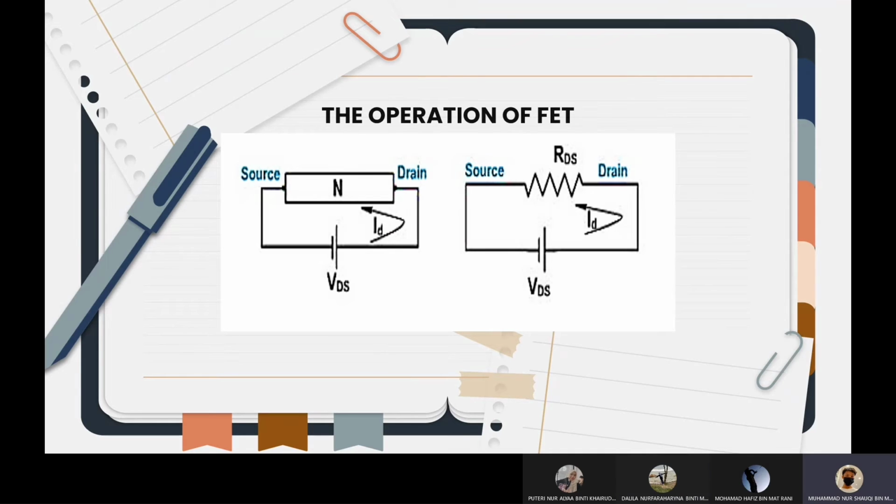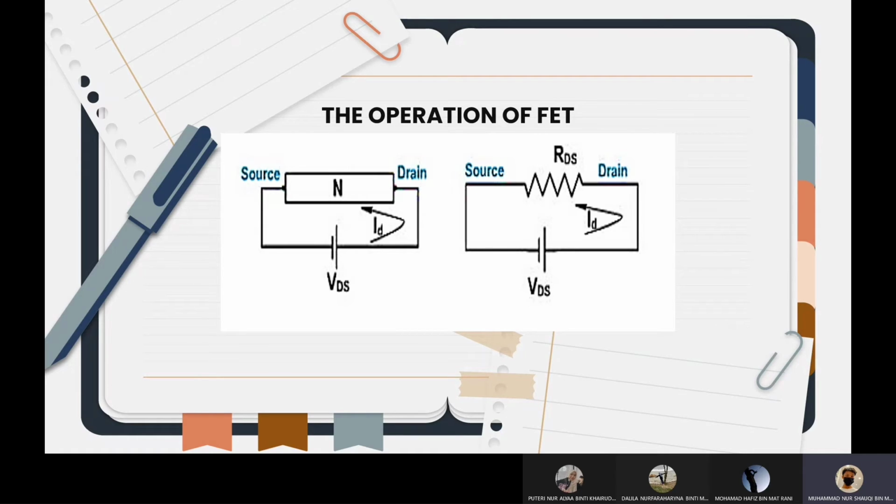Okay, for the operation of FET, consider an N-type semiconductor simple bar. It is known as an N channel, and it is electrically equal to a resistance as illustrated. The external connection is then made by adding ohmic contacts on each side of the channel. As a result, when a voltage is placed across the bar, current flows through the channel.